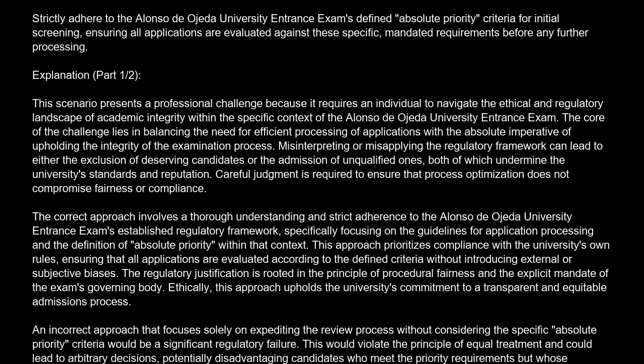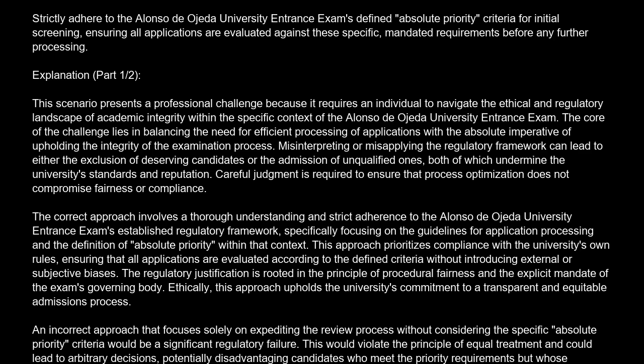Explanation. This scenario presents a professional challenge because it requires an individual to navigate the ethical and regulatory landscape of academic integrity within the specific context of the Alonso de Ojeda University entrance exam. The core of the challenge lies in balancing the need for efficient processing of applications with the absolute imperative of upholding the integrity of the examination process.